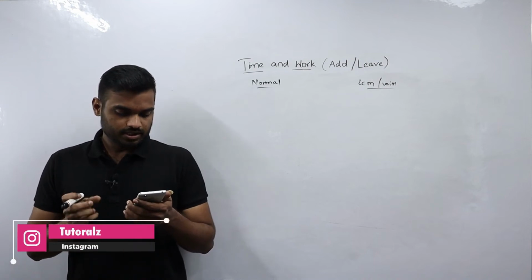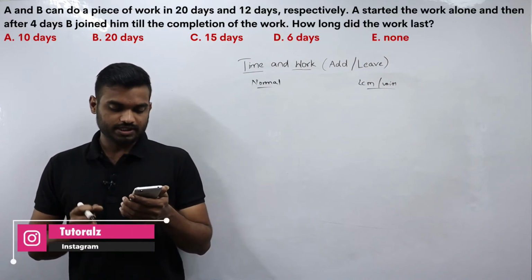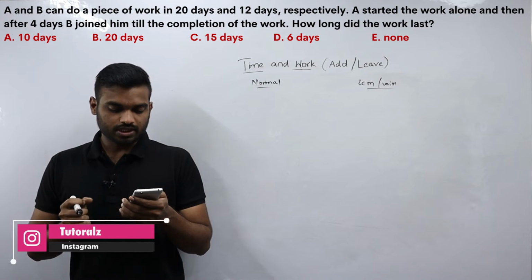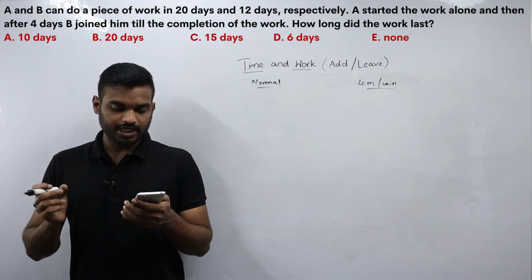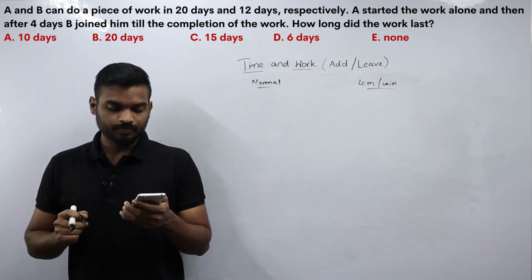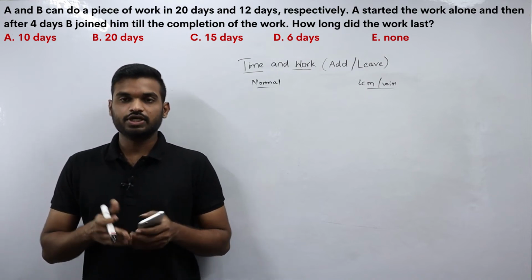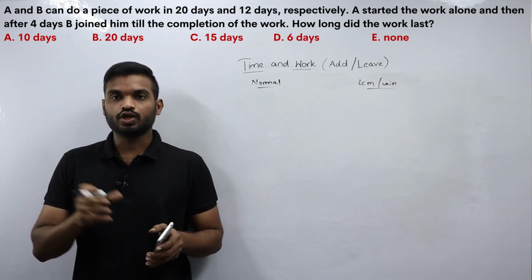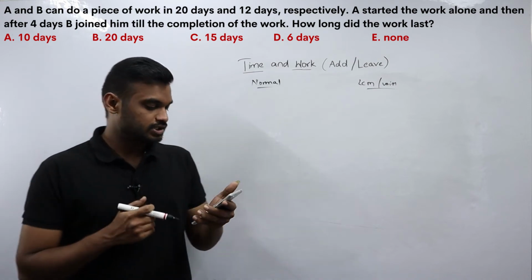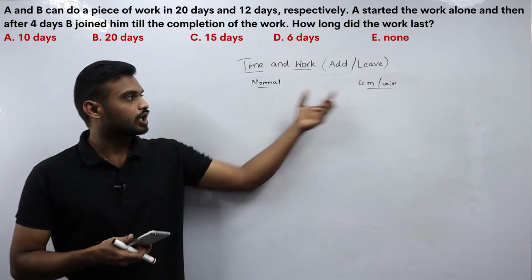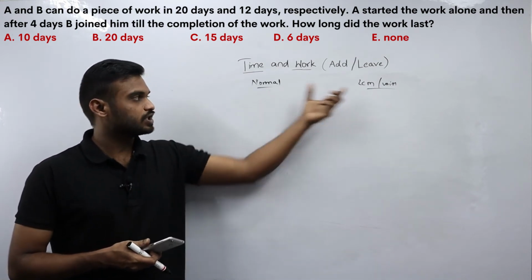They are saying that A and B can do a piece of work in 20 days and 12 days. A started to work alone, then after 4 days B joined the work till the completion of work. How long did the work last? So we need to find out the total time taken to complete the work. This question can be solved in both the normal and the units method, so I have written both methods here.